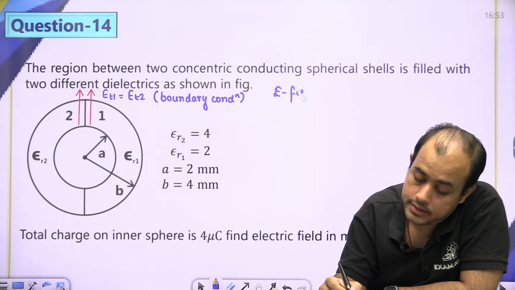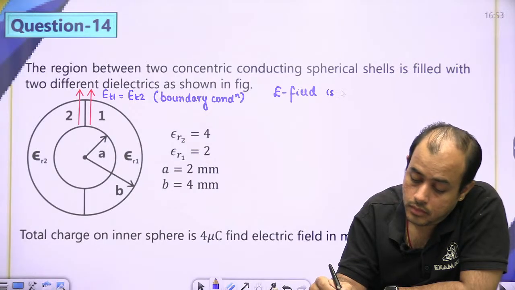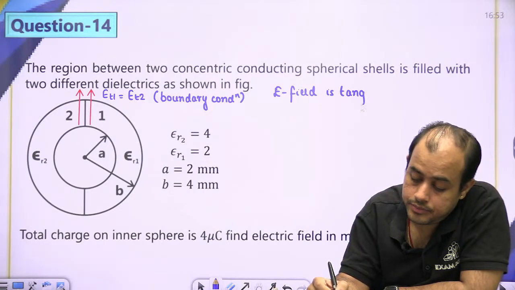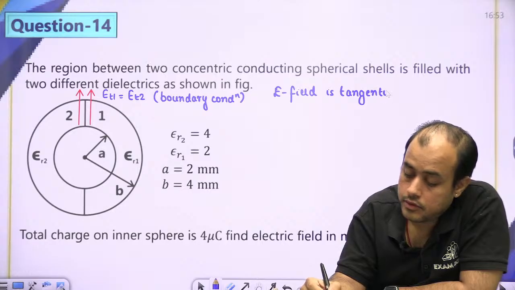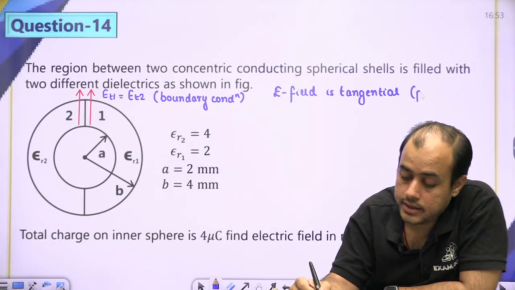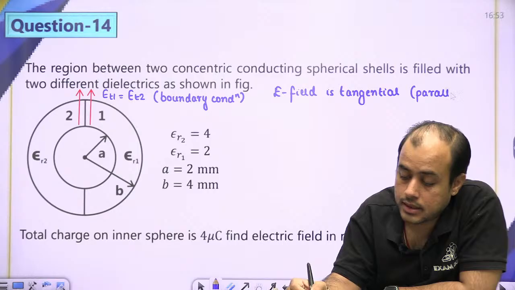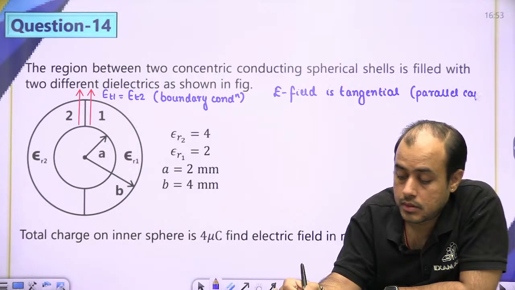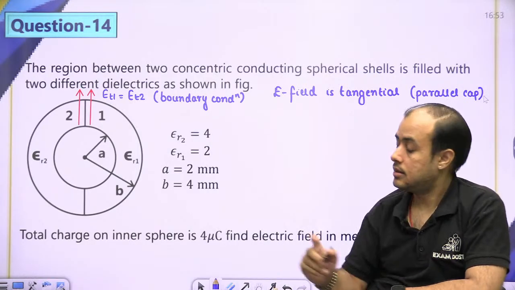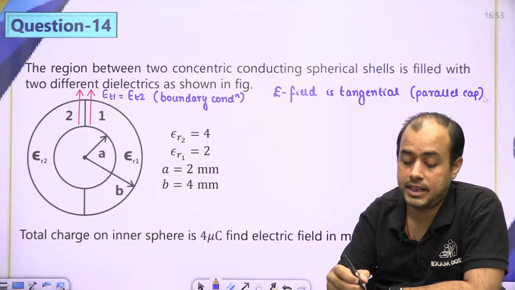Electric field is tangential. We also understand this means it will be a parallel capacitor. Now, how have the dielectrics been divided?